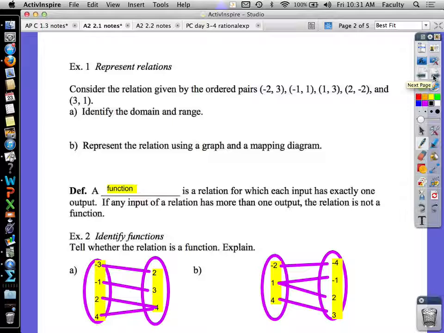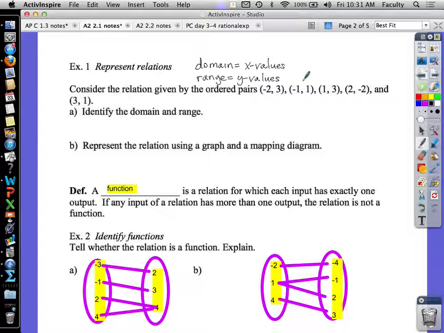One thing I would like you to write in the little space beside example 1 is another way to think of domain and range. The domain are the x values, and the range are the y values. So again, domain are input values or x values. Range are output or y values.